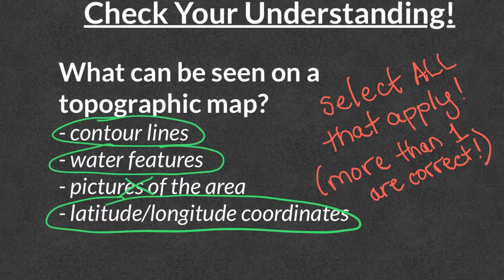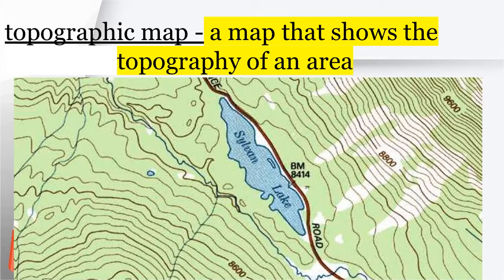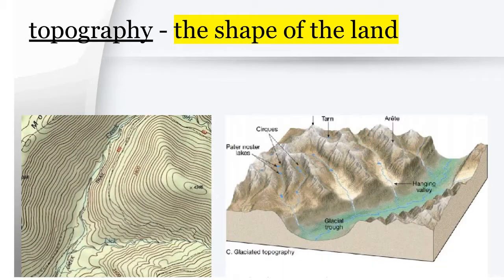Okay, let's keep going. Now that you've seen a couple of different topographic maps, we should probably talk about and define what a topographic map is. A topographic map is a map that shows the topography of an area. Then I guess we need to know what this word is right here, topography. So topography just means the shape of the land. Is it really hilly or is it really flat?